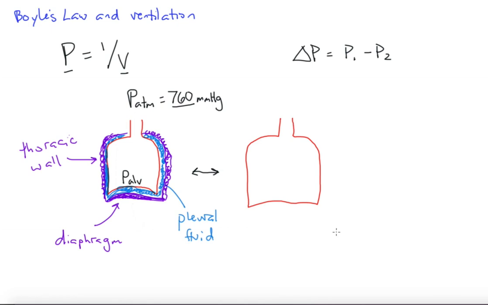Okay, and so the idea here is that this fluid, and I've exaggerated the volume there so that we can point it out, but the idea is that the lungs are sort of stuck to the inside of the rib cage and the diaphragm by this fluid. So the pleural fluid is really important, right, because it generates surface tension.